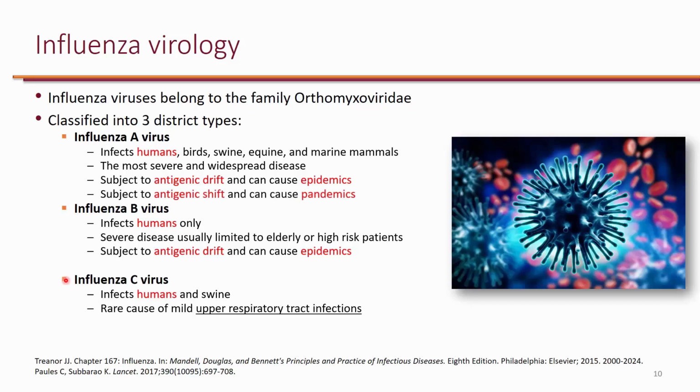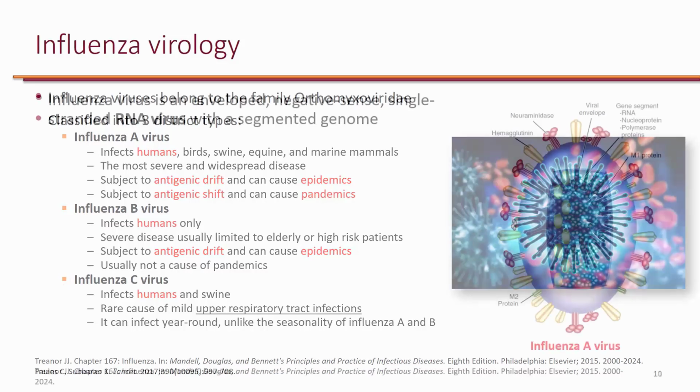Now, influenza A is also subject to antigenic shift. With antigenic shift, the variation is so much that actually a new strain of the virus is introduced, which can cause global pandemics. And this typically does not happen with influenza B. And of course, influenza C can infect year-round, unlike the seasonality of influenza A and B.